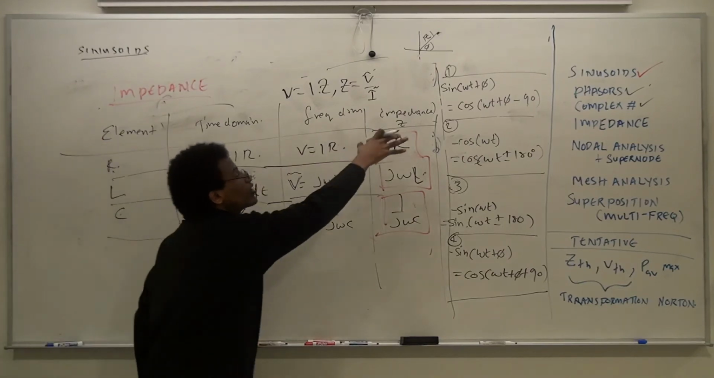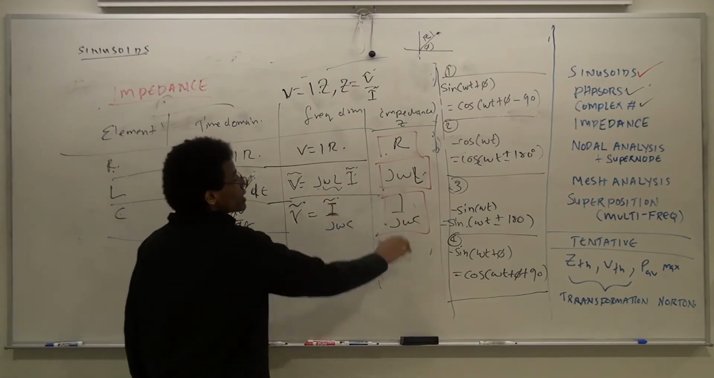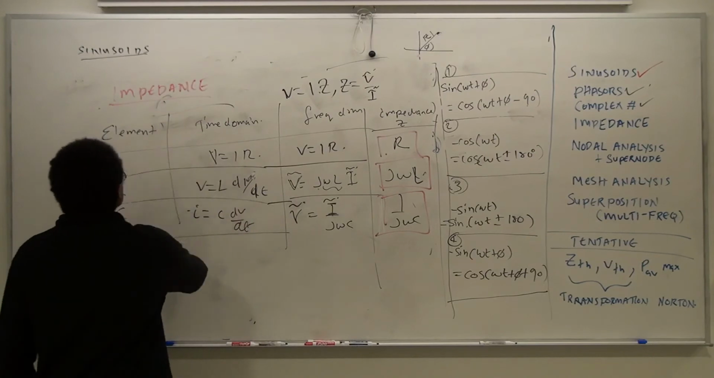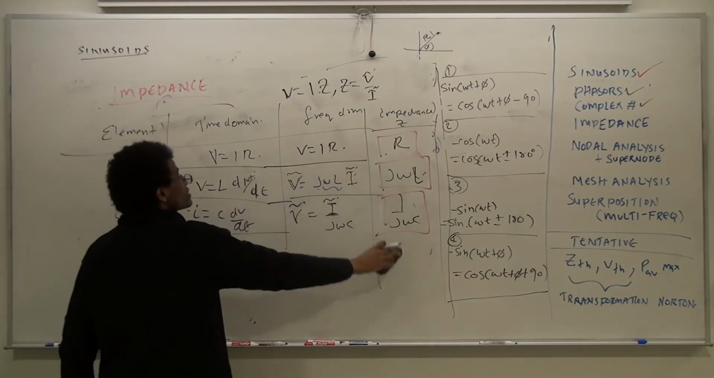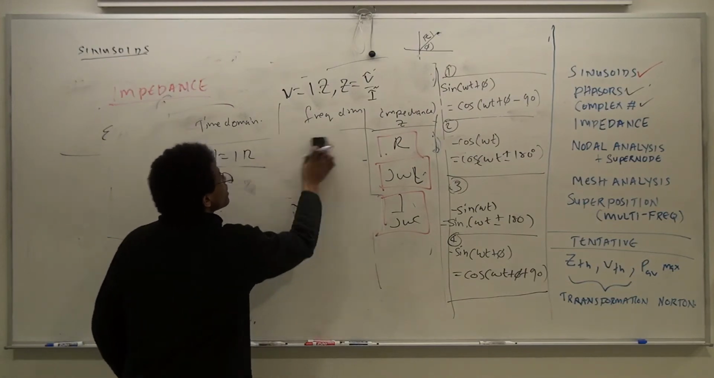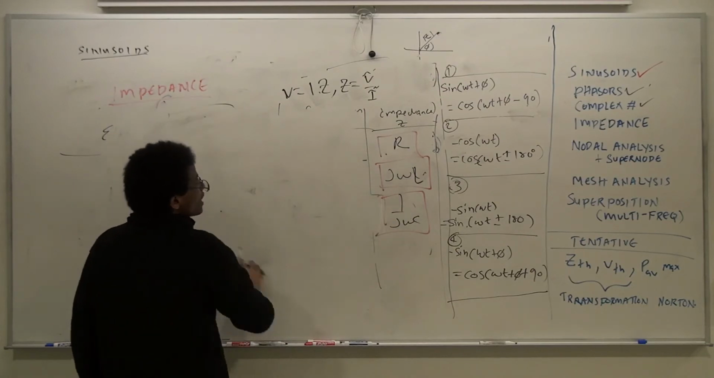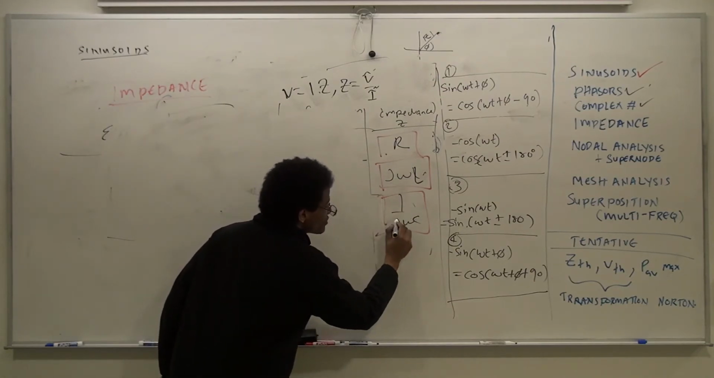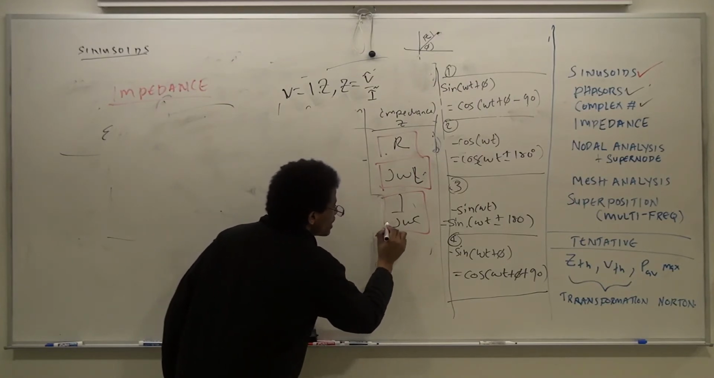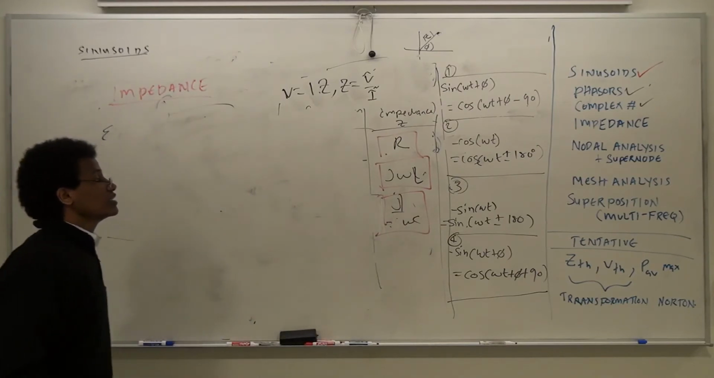This should be memorized automatically. All the time, know this. It's essential. This is for a resistor, an inductor, and a capacitor. Another way to represent this is to multiply the top and bottom by j, and you get a negative, and then we have a j. This is another way of writing it.